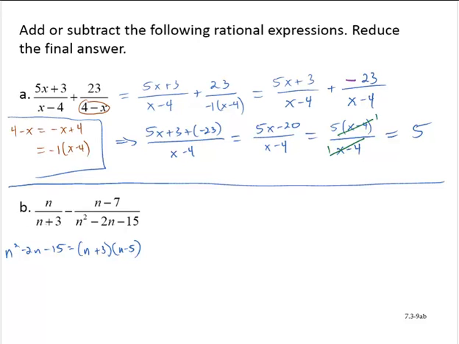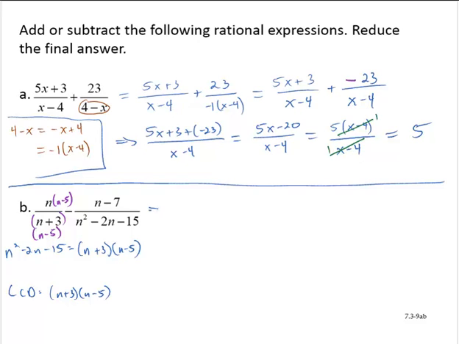So notice in the first fraction we already had a factor of n plus 3. In the second fraction we have a factor of n plus 3 and a factor of n minus 5. So then our LCD is n plus 3 by n minus 5. So we don't need to build up the second fraction, but we do need to build in a factor of n minus 5 in the first fraction.